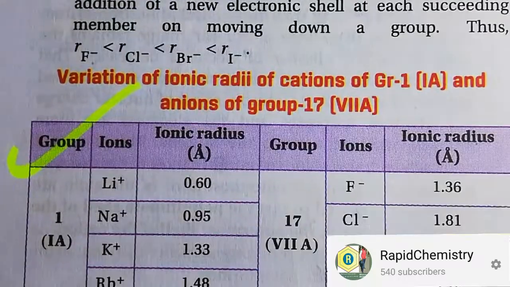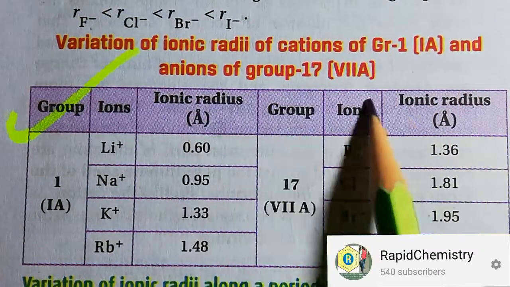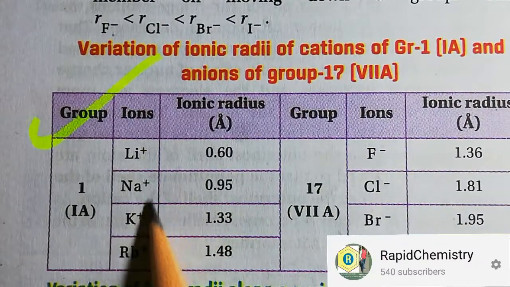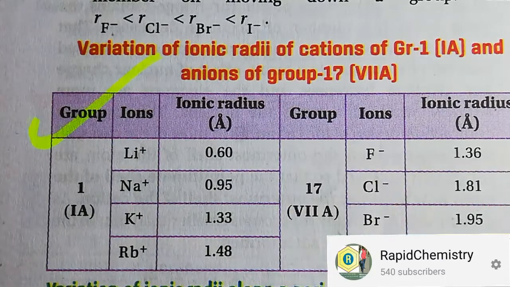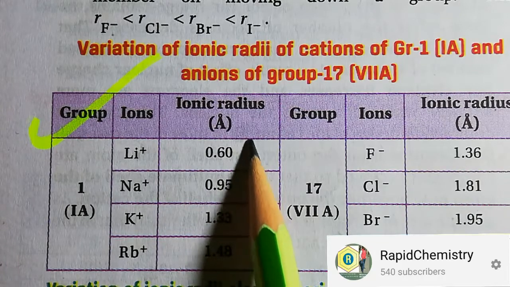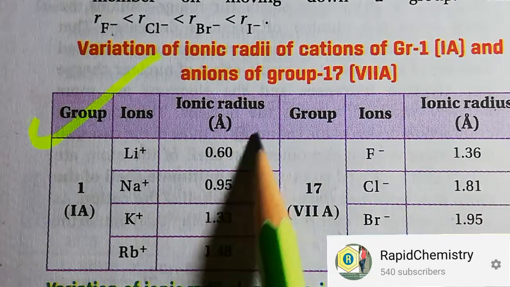Now the variation of ionic radii of cations of group 1 and anions of group 17 has been compared here. That means they all are uni-positive, belonging to group 1, or uni-negative, belonging to group 17, and if you observe, their size increases from top to bottom.